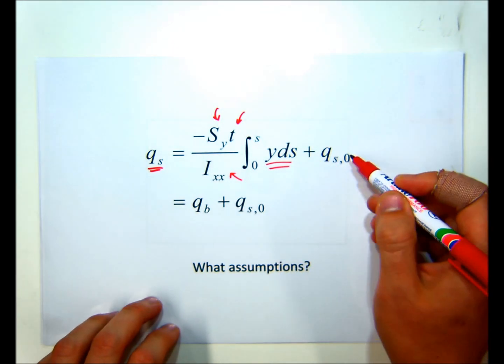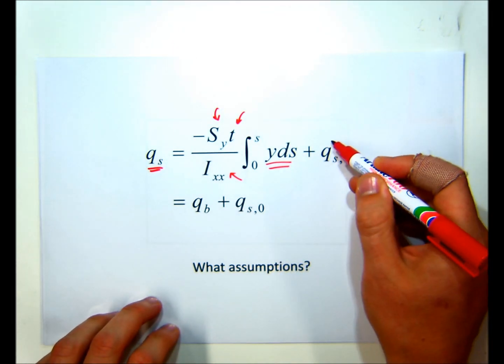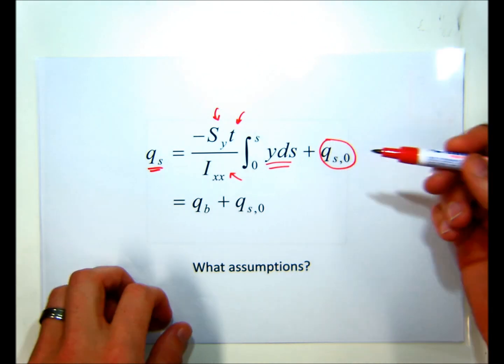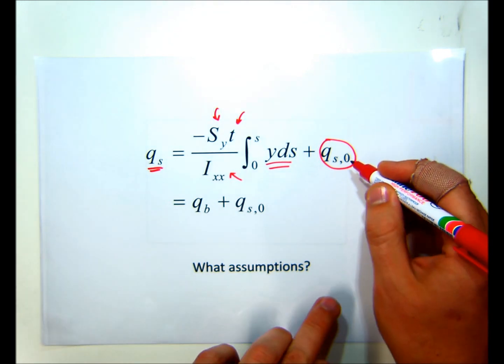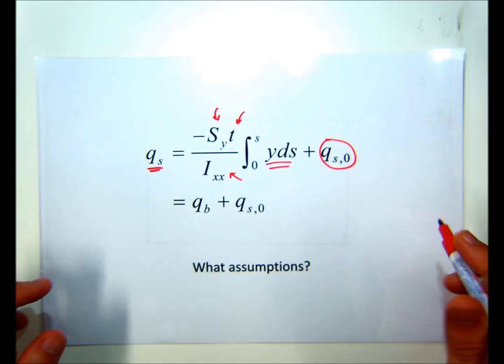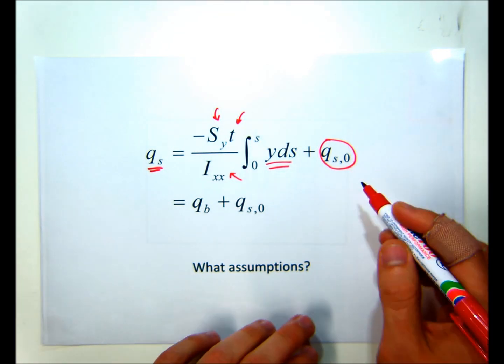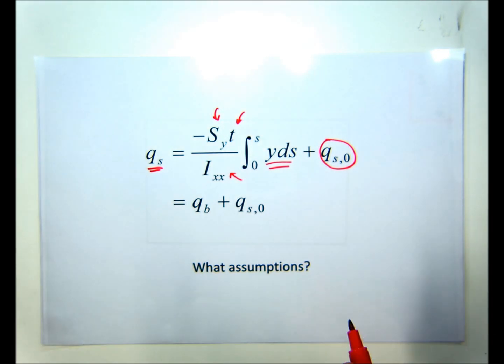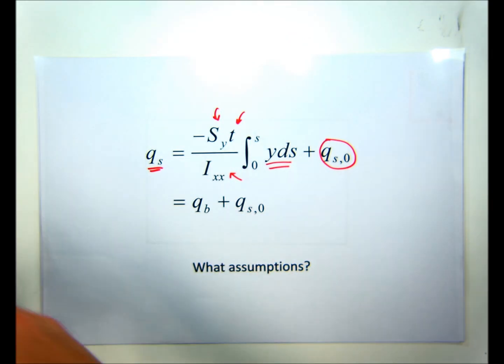And there's the constant shear flow, which wasn't a problem for open sections because we could start the integration at a free edge. But with our closed section we have no free edge, so we need a way of calculating this constant shear flow.